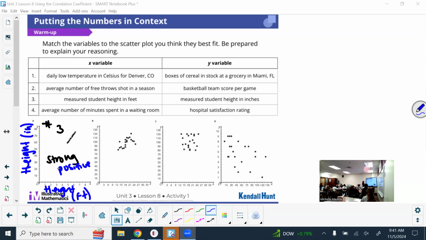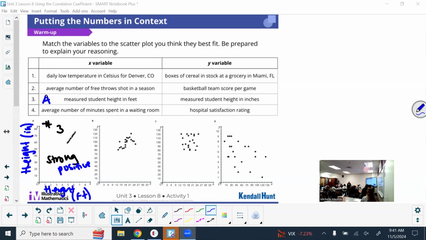If you are 6 feet tall, 6 times 12 is, I don't know, but higher up on that list, so it would make sense. It would have a strong positive relationship. So yes, 3 does go with scatter plot A for sure.